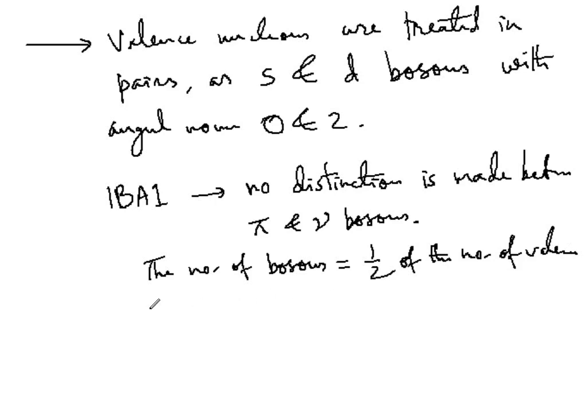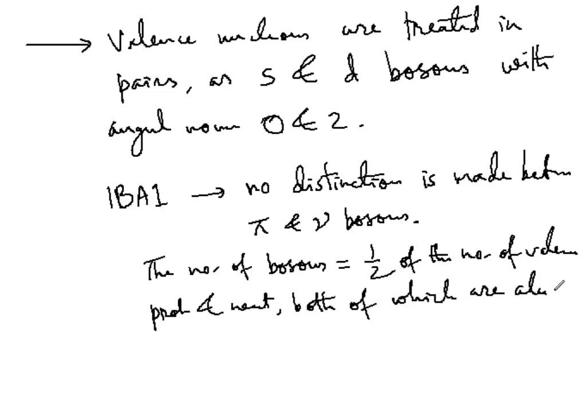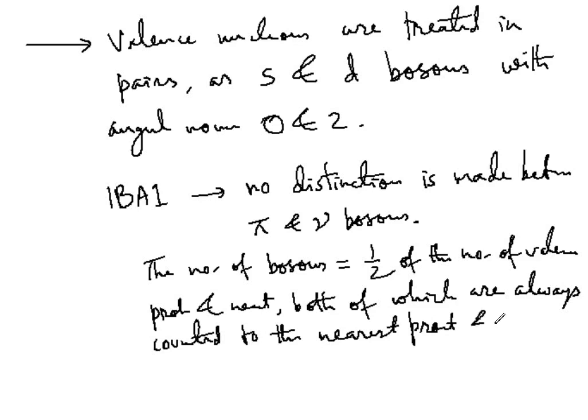valency protons and neutrons, both of which are always counted to the nearest proton and neutron closed shells.